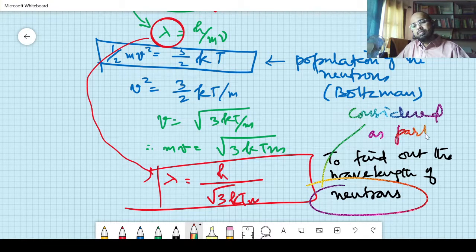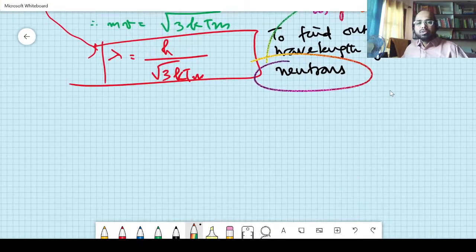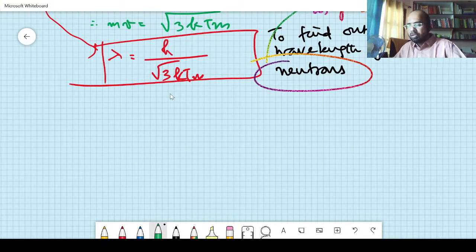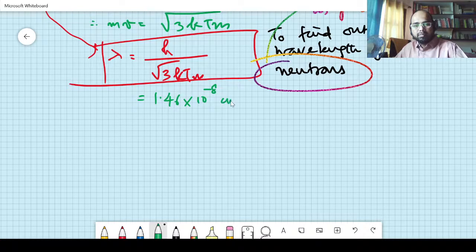Considered as particle. So that is why we are just converting it into some wavelengths. Substituting the values of h, that is K, T and M, the wavelength is found to be 1.46 × 10^-8 centimeter. You just substitute it, you get lambda equal to this.